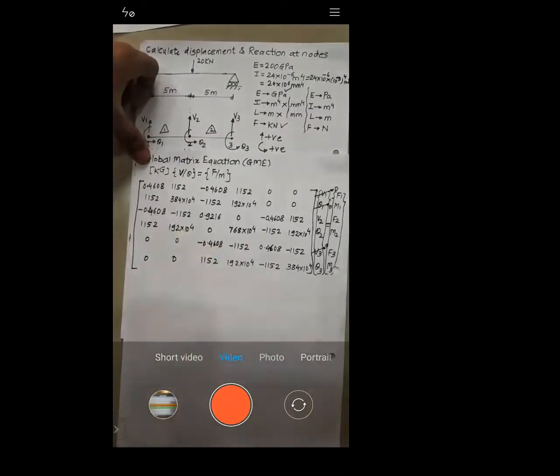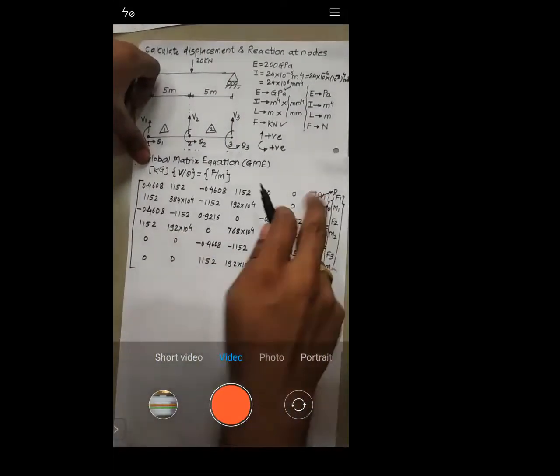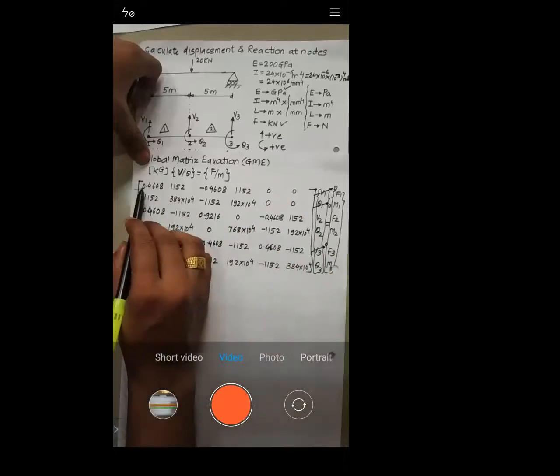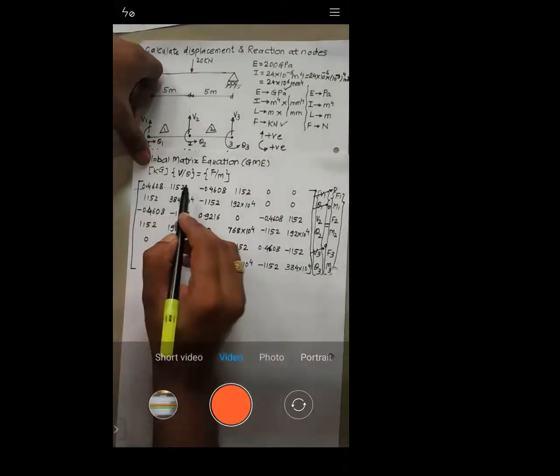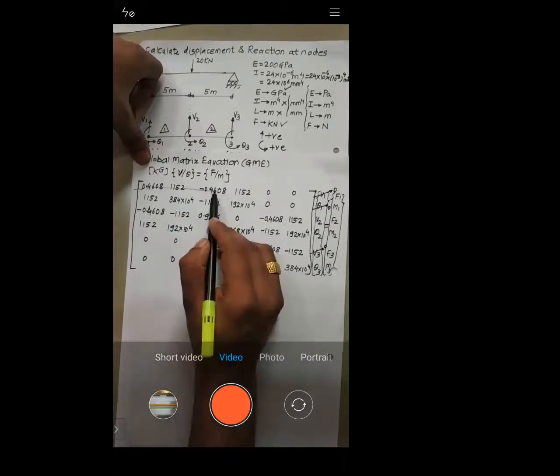Yes, sir. Now what happens when V1 is 0? What happens? The first row, right? This first row, so I will roughly cut that.